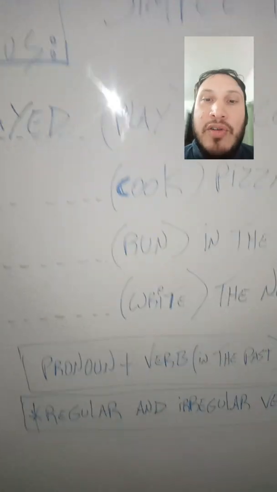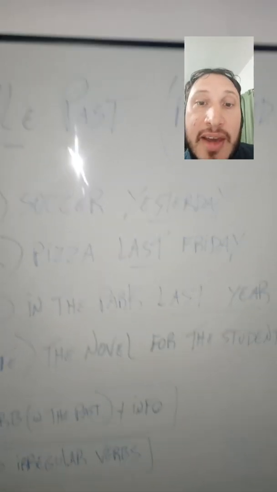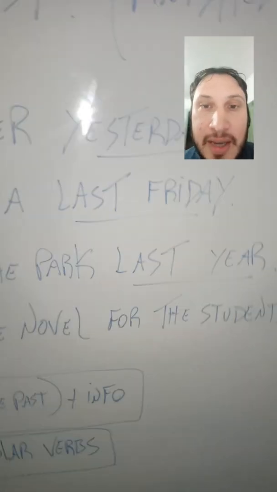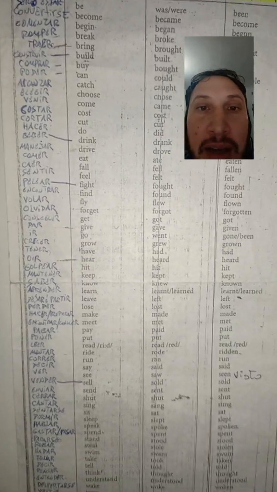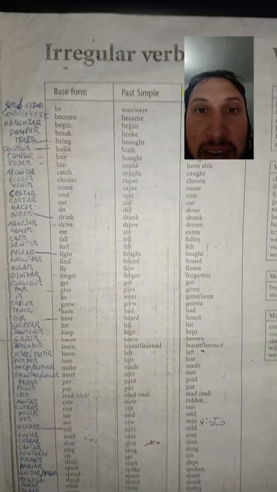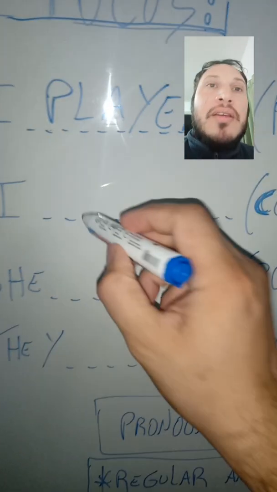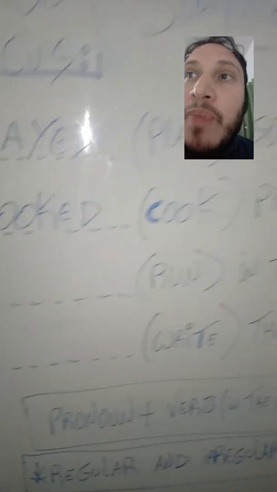Easy. Look at the second one. It says, I need to use cook, pizza, last Friday. Last Friday is el viernes pasado, so another indicator of time. So I need to use cook on this occasion. I do exactly the same job. I go to the list. I look for see, can, catch, choose, come, cut. So cook is not in the list of irregular verbs. So it's regular. Again, I only have to include ed. Cook, ed, cooked. Simple. I cooked pizza last Friday.